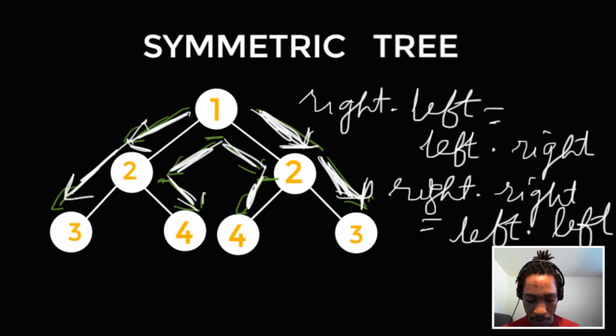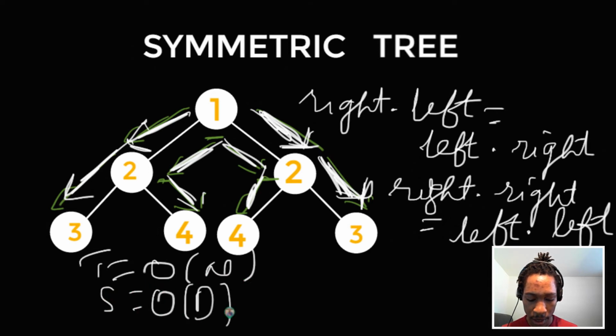So time complexity is O of n time, and then space is O of d space. I didn't think about this, so comment down below if you think it's a different space complexity, but yeah, I'm sure. All right, let's dive into the code.